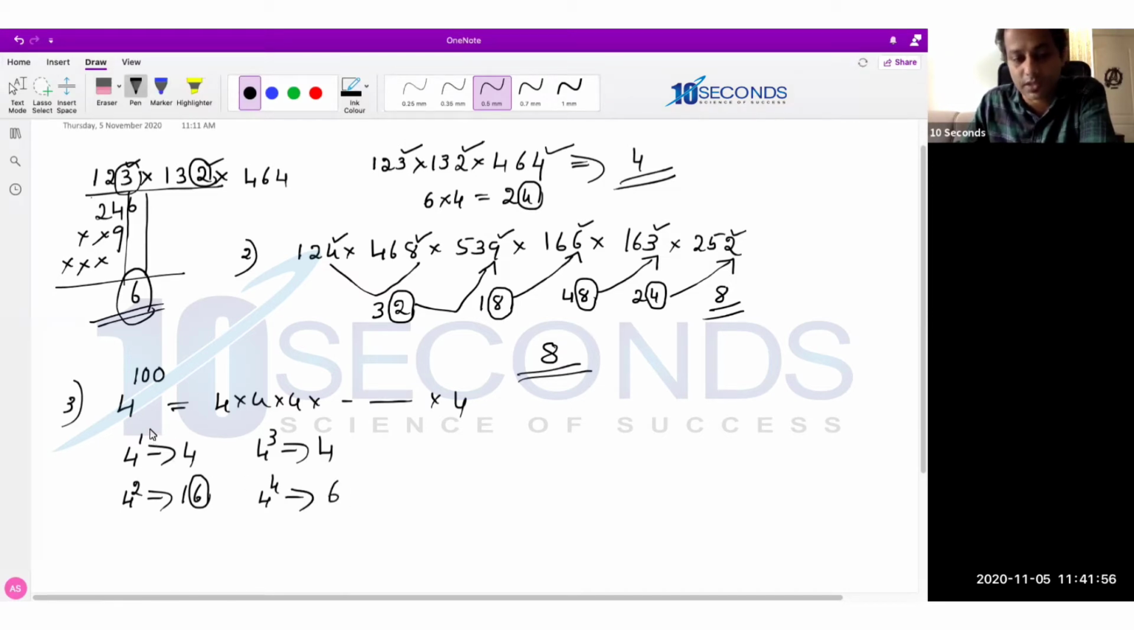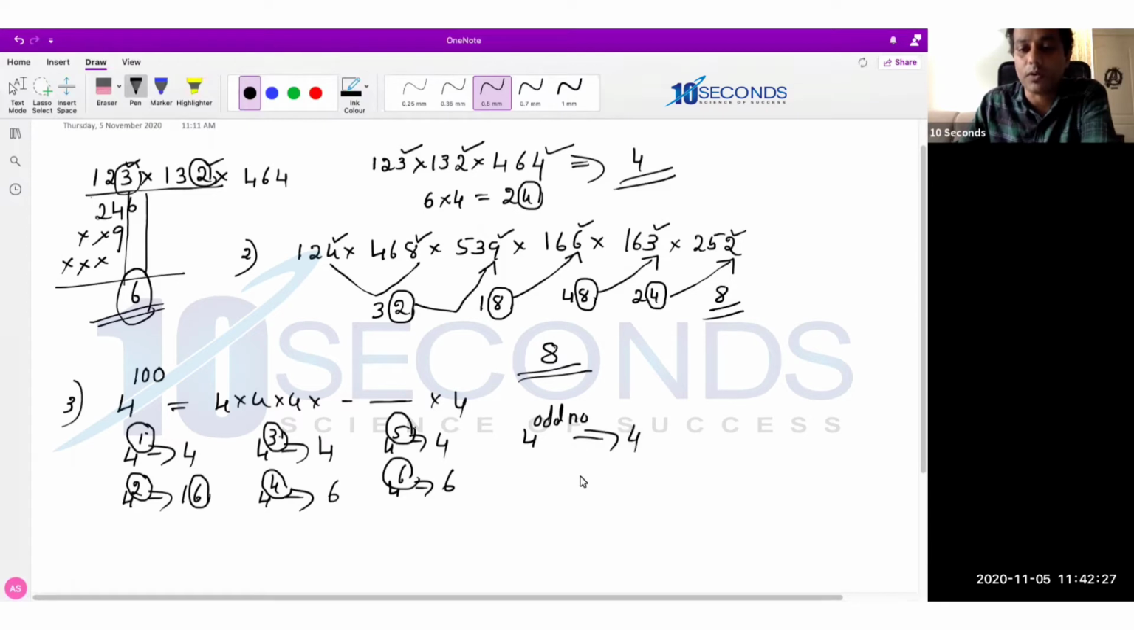Now see the sequence here. 4 per 1 ends with 4, 2 ends with 6. 3 ends with 4, but 4 ends with 6. Next, 5 ends with 4, but 6 ends with 6. So on 1, 3, 5, you can see it ends with 4. 2, 4, 6, you can see it ends with 6. So 4 per odd power ends with 4. 4 per even power ends with 6.